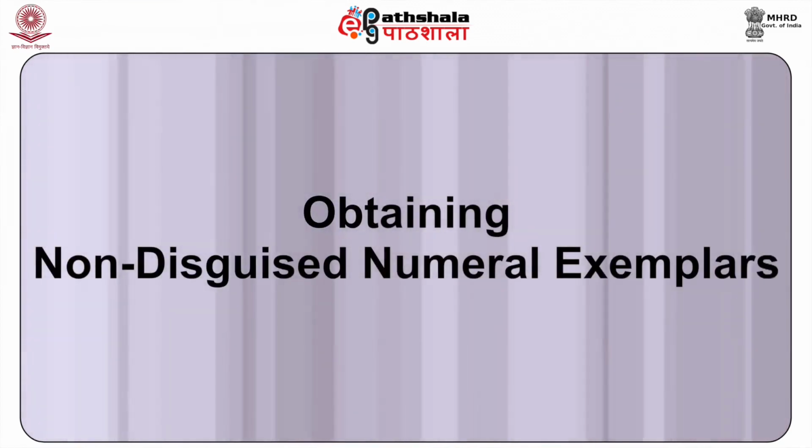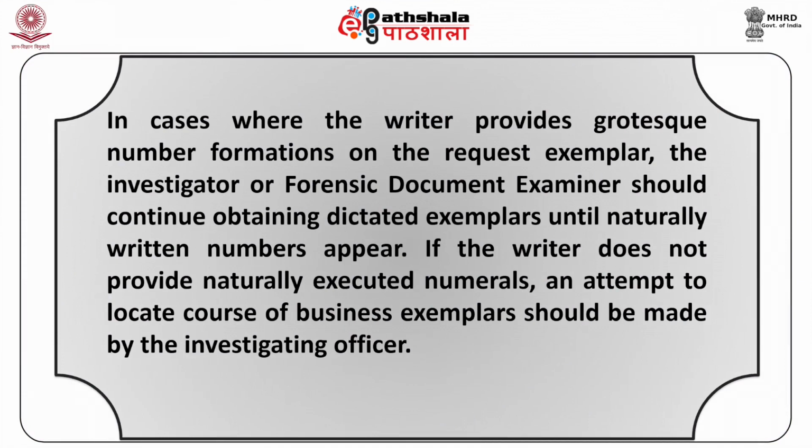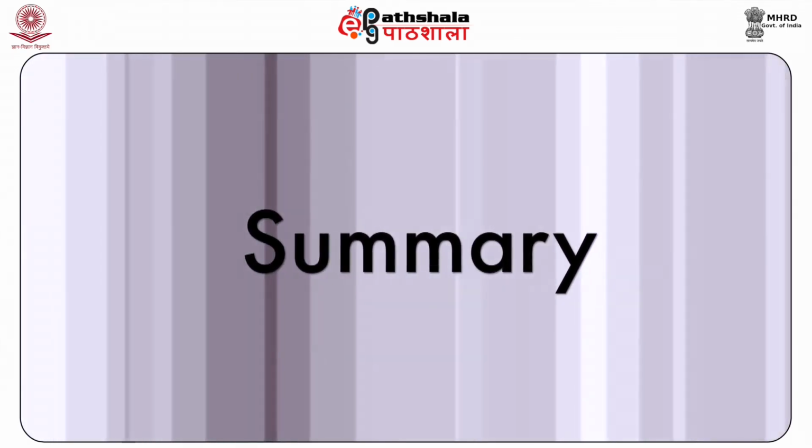Now we have obtaining non-disguised numeral exemplars. Examination of disguised numerals presents a challenge to the forensic document examiner. If the questioned document reflects numbers comprised of various formations, it may not be possible to determine the authorship. In cases where the writers provide grotesque number formation on the request exemplar, the investigator or forensic document examiner should continue obtaining dictated exemplars until naturally executed numbers appear. If the writer does not provide naturally executed numbers, an attempt to locate course of business exemplars should be made by the investigating officer. Now let us recall what we have learned in this module.